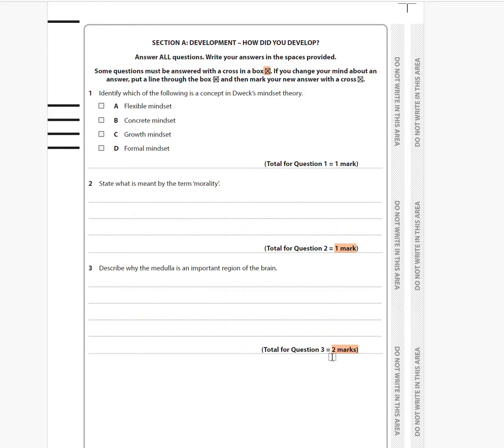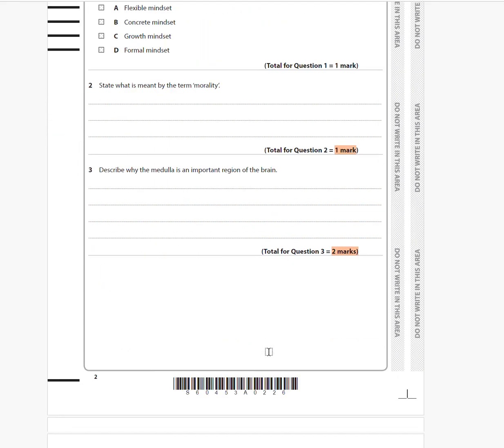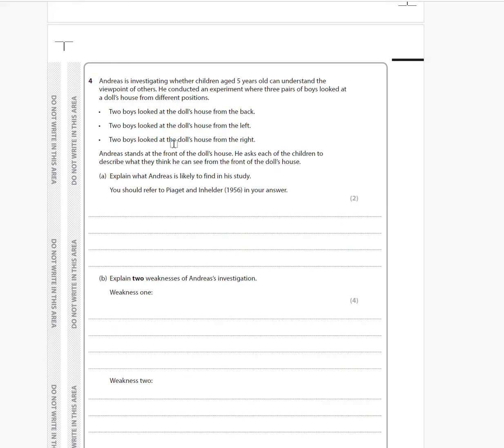And then here, it's 2 marks for describing why the medulla is an important part of the brain. And my top tip, don't forget, with that would be write a sentence explaining what the medulla does. And then you might use your second point to give an example of an area of control that the medulla takes responsibility for. Then you start getting on to the higher mark questions. But again, none will go over a 4 marker.